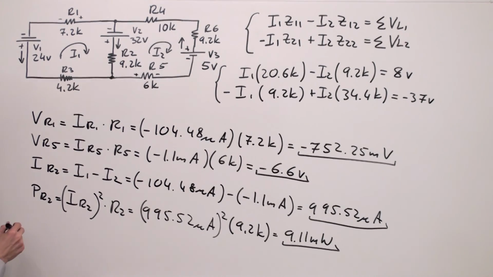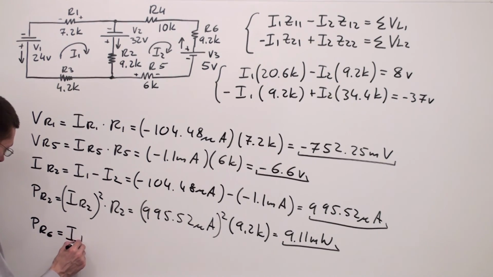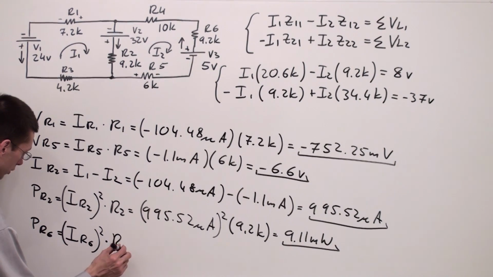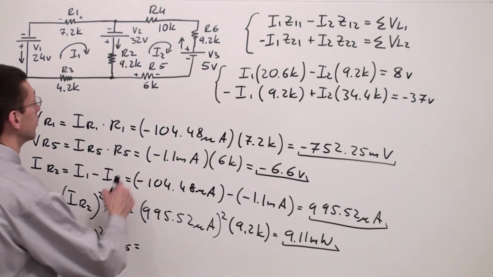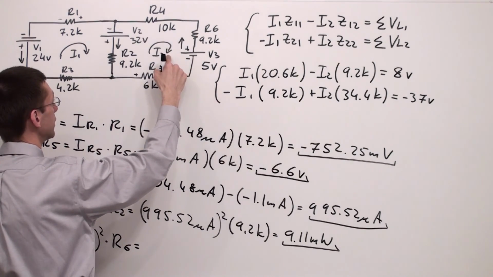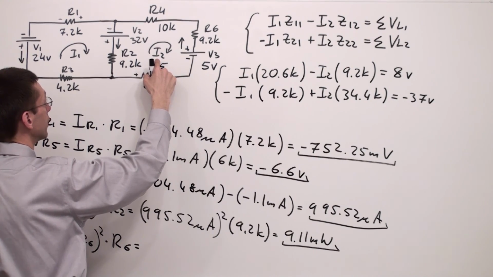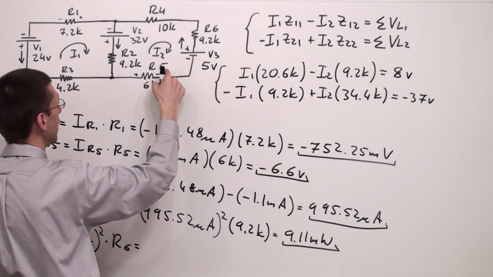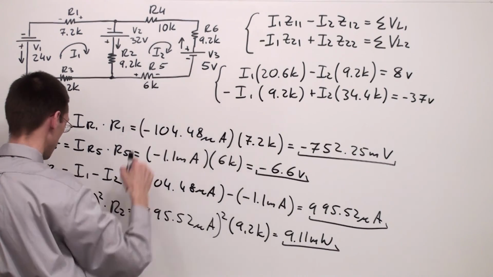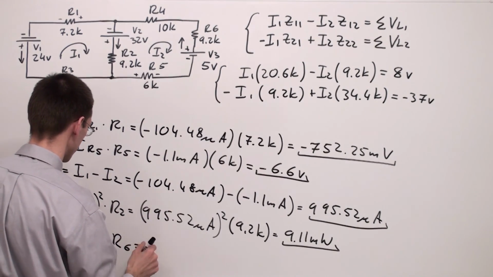Next, we're supposed to find the power at resistor R6. The formula for power says PR6 is equal to the current at resistor R6 squared times resistor R6. The current which will go through this resistor is nothing else, just current I2. Keep in mind, this current will go through resistors R4, R6 and R5. So I'm going to use the value of I2 over here.